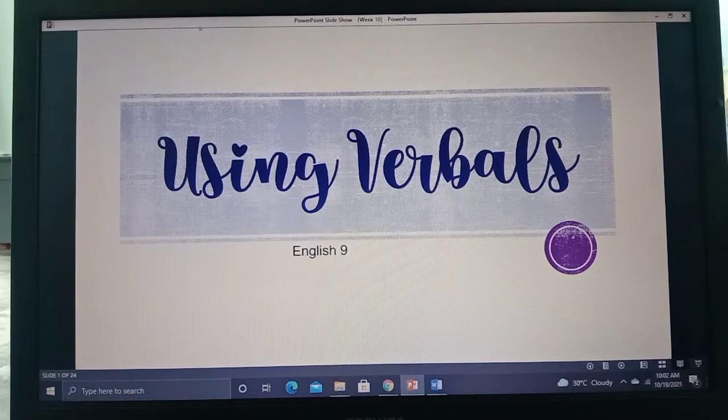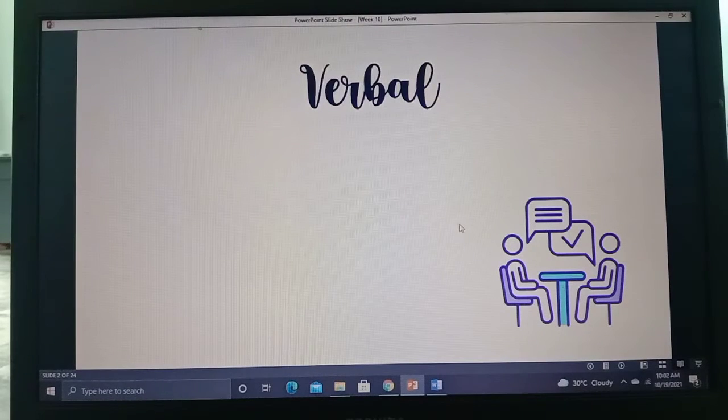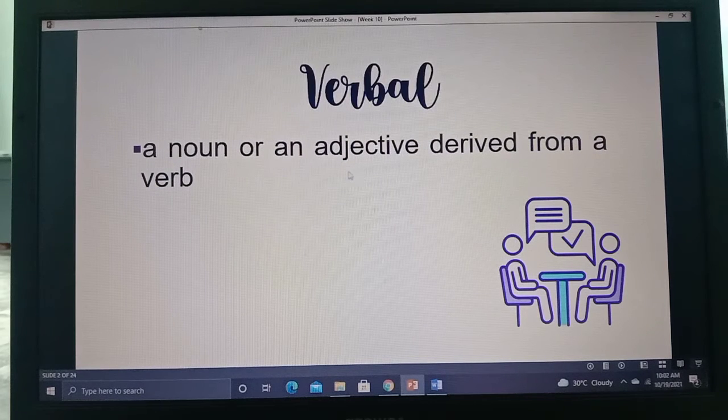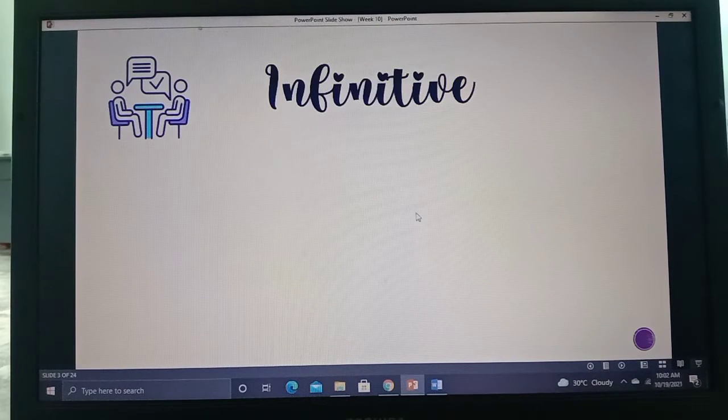So, for this week, we'll be talking about using verbals. But before that, let us first define verbal. When we say verbal, it is a noun or an adjective derived from a verb. So, pwede siyang noun at pwede rin siyang adjective na na-derive galing sa isang verb or an action word. So, meron tayong different types of verbals. Meron tayong infinitive, participle, and gerund.